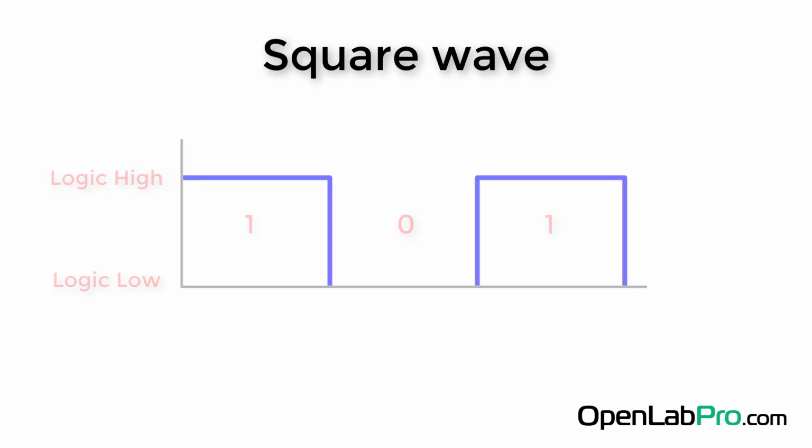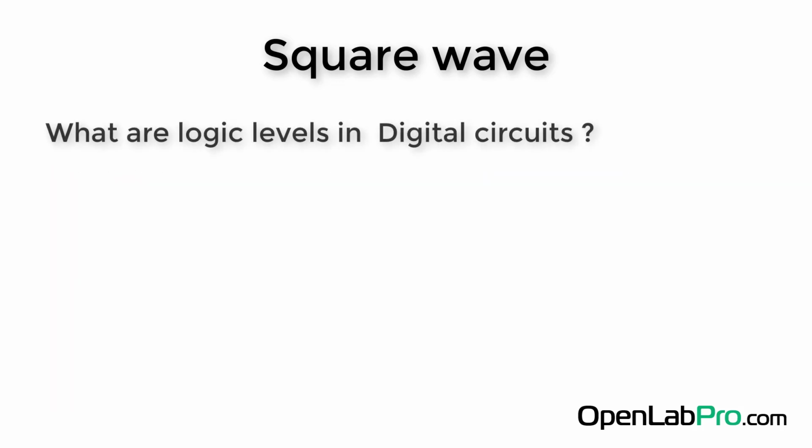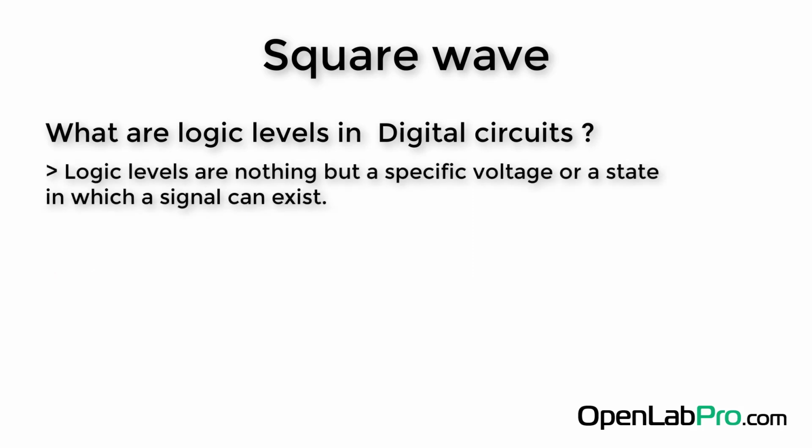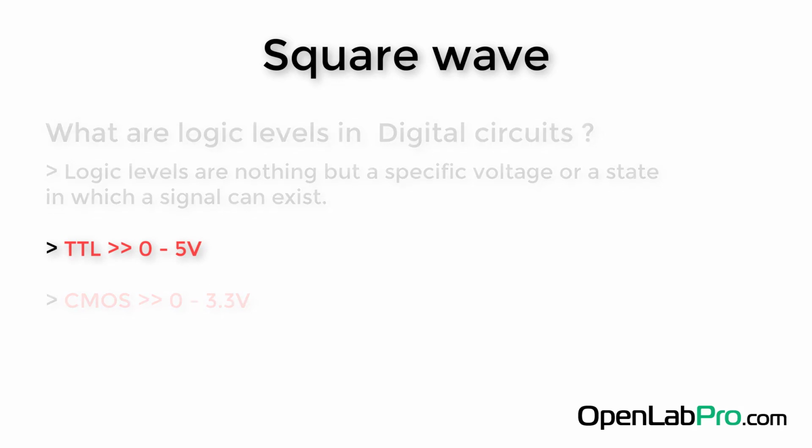Before going too far, we need to know what logic levels in digital circuits are. A logic level is nothing but a specific voltage or a state in which a signal can exist. Usually, when it comes to digital circuits, we mainly use two different logic levels: TTL, which has voltage in the range of 0 to 5 volt, and CMOS, which has a voltage in the range of 0 to 3.3 volt.